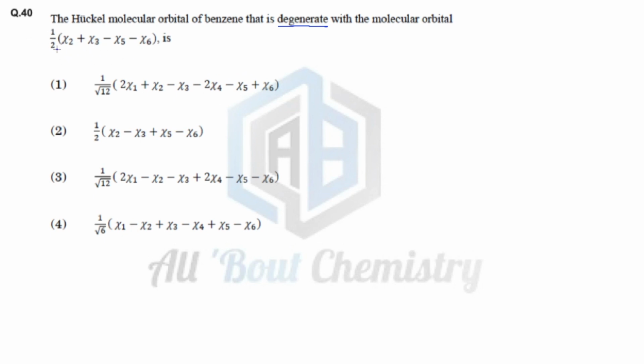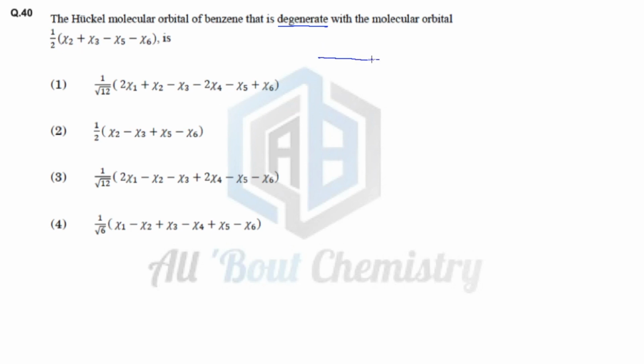Now this is the orbital given to you. You know that benzene has 6 carbons, so you should have six values of chi. Basically chi 1 and chi 4, which are missing over here, should also have been there. But that is the case when you have a node on a particular wave function.